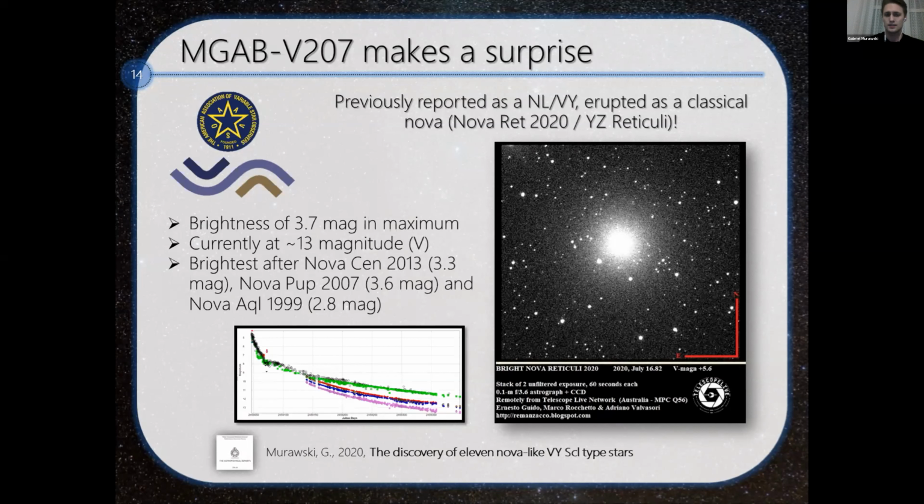And it looks like something I have discovered might be actually worth looking at in the future, because all these VSX novalike stars are definitely worth watching, because something like this might happen again. This nova eruption was first noticed by Robert McNaught, and here on the right you can see the picture taken by Ernesto Guido, Marco Rocchetto, and Adriano Valvasori.